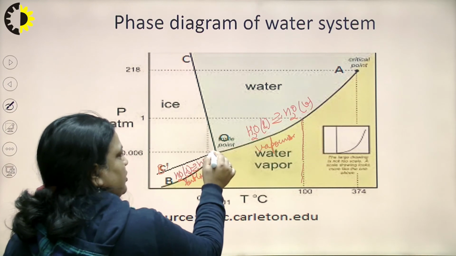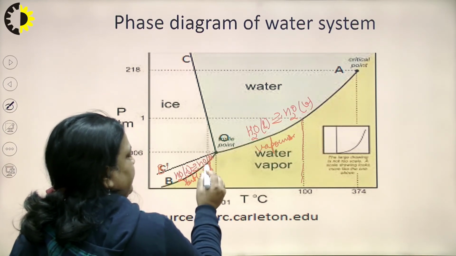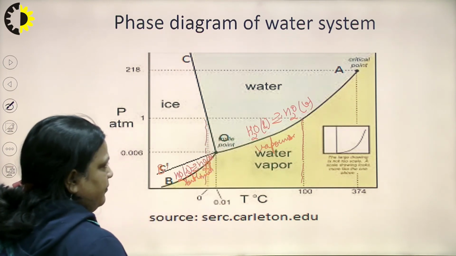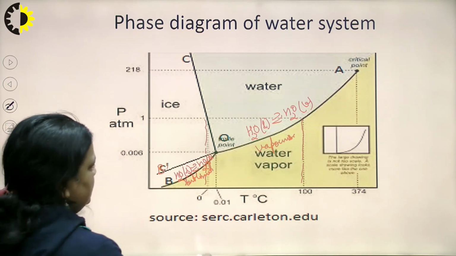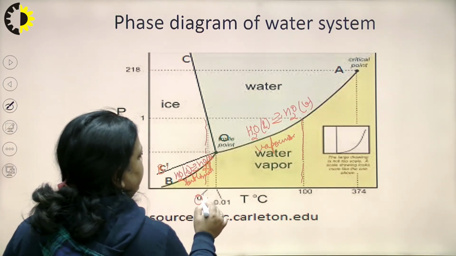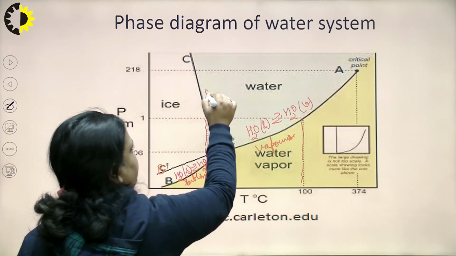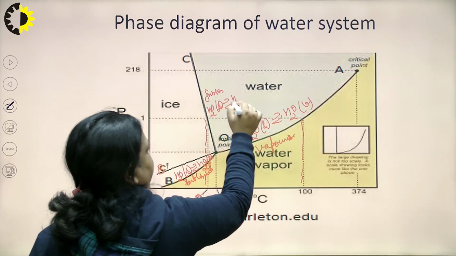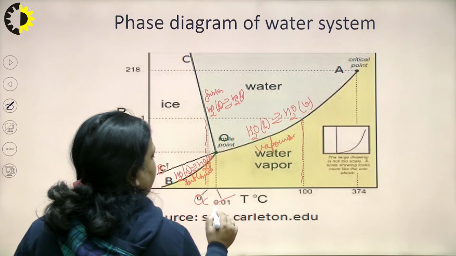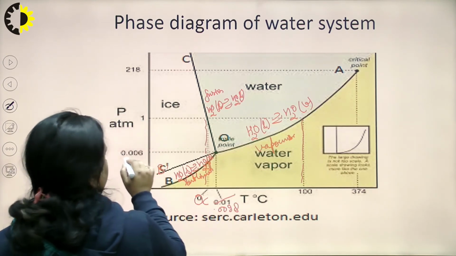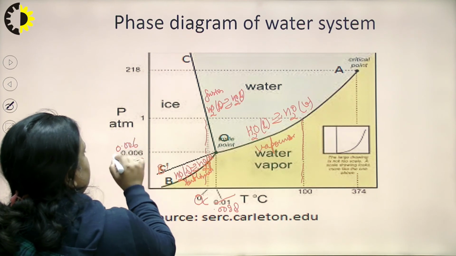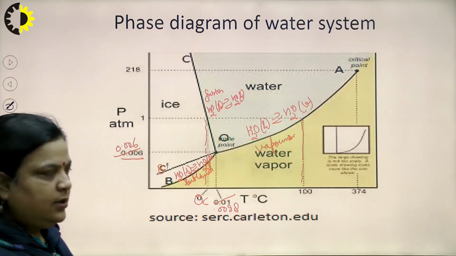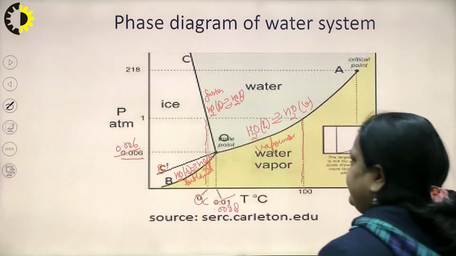And along this pressure, that is, at 1 atmospheric pressure, if we note the freezing point, it should be 0 degree centigrade. And third, it is the fusion curve. Fusion curve means solid to liquid. And this triple point we can write as 0.0098 degree centigrade and 0.006 atmospheric pressure. So, this is the combined diagram of the water system. Thank you.